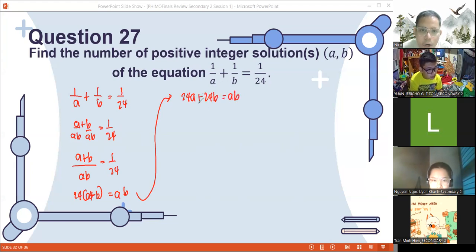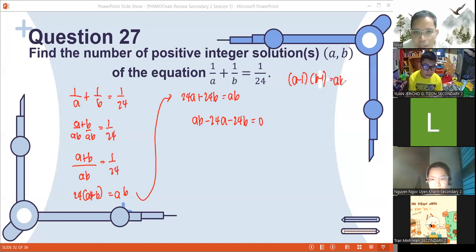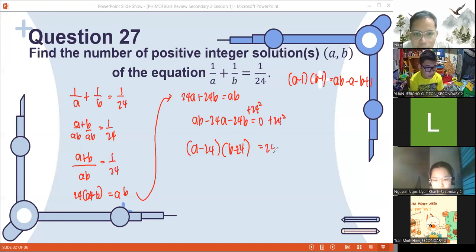And what is in this form? This is AB minus 24A minus 24B is equal to 0, which is like A minus 1 times B minus 1, right? This is AB minus A minus B plus 1. So this will become A minus 24 times B minus 24 equal to 0, right? But take note, you should add 24 squared here. So this is now 24 squared.